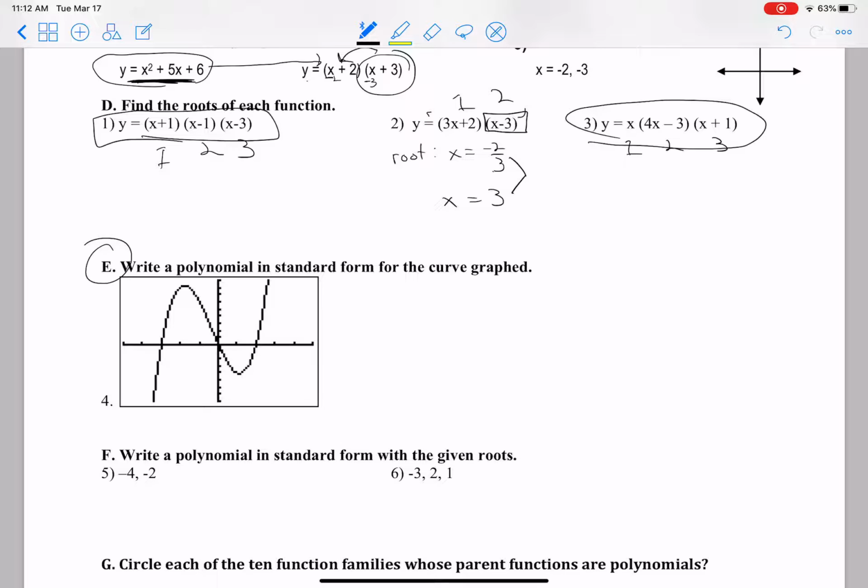Shout out to Dana. Hit me with an email. Ask me about number 4, part E. I appreciate you for getting at me and letting me know. I don't know how to do this.